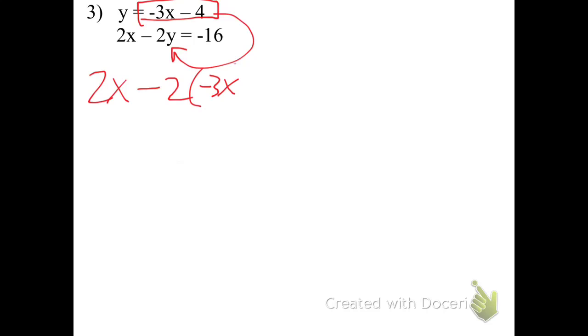Moving on to number 3. Again, we got to get what x and y are. This one says to me that I want to substitute, because this top one's already solved for y. So y is negative 3x minus 4. I could take that and replace the y in that second equation with negative 3x minus 4. So we're going to do that. We're trying to get what x is, and if we substitute, the y disappears and we only have x's left to deal with, which is really handy.